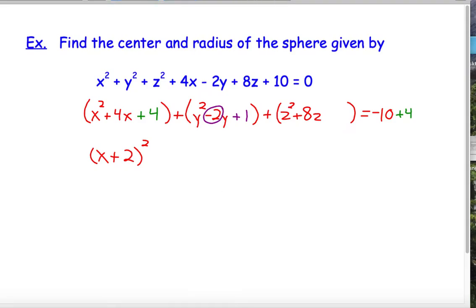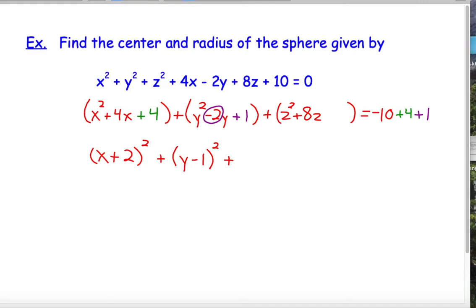All right, so when I do that, I can write this as y minus 1 times y minus 1, or y minus 1 quantity squared. All right, and finally, let's do it for the z. So let's back up. We added 1 to the left side of the equation, so let's add 1 to the right.